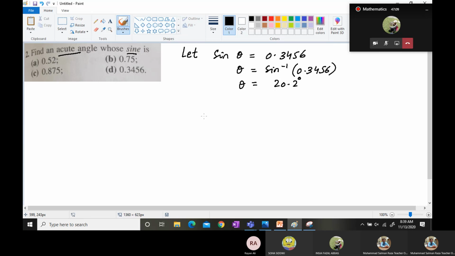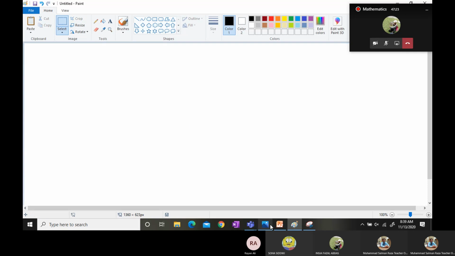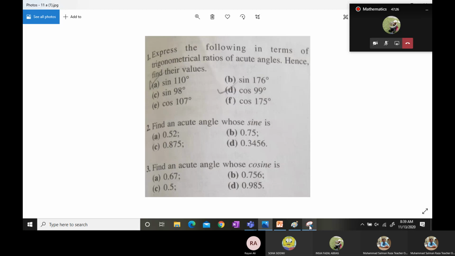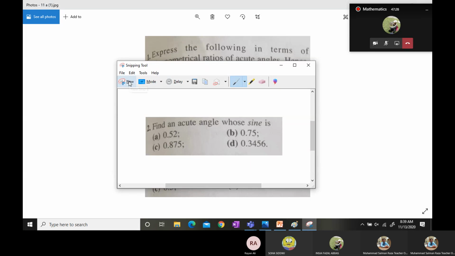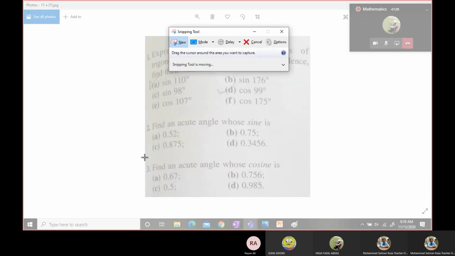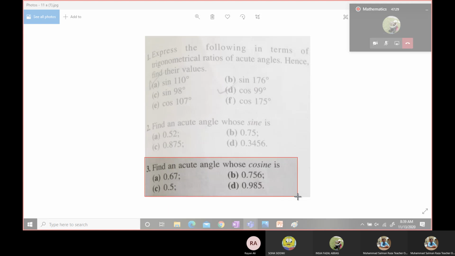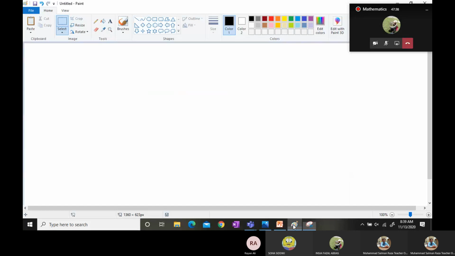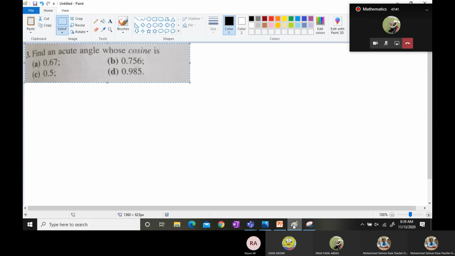Similarly, if instead of sine, cosine is mentioned over here, then what to do? Then I will take out a question for you guys, and we'll see what sort of question it becomes when they ask us about the cosine one. And the question is here: find an acute angle whose cosine is this.